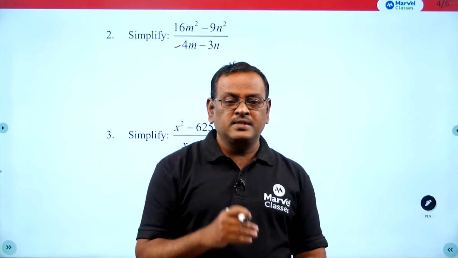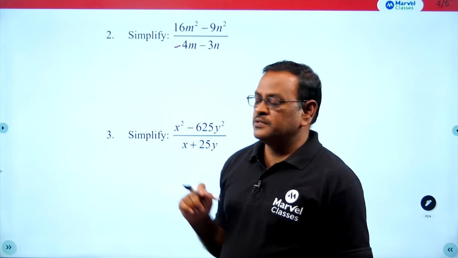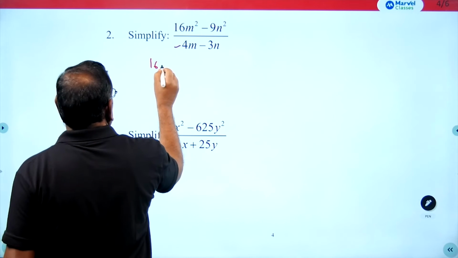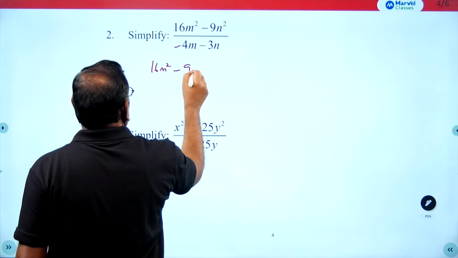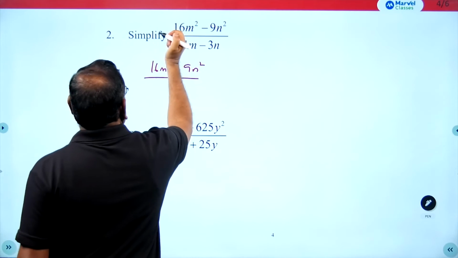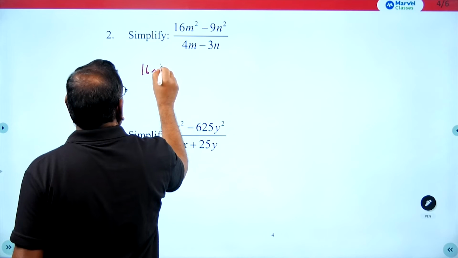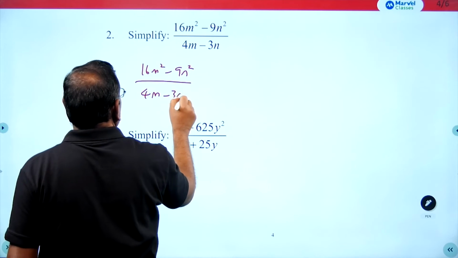The previous question is based on the identity (a plus b) whole square. Now this is an example for (a minus b) whole square. So how to simplify this? 16m square minus 9n square by 4m minus 3n.